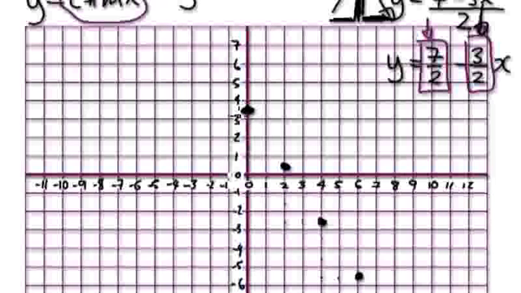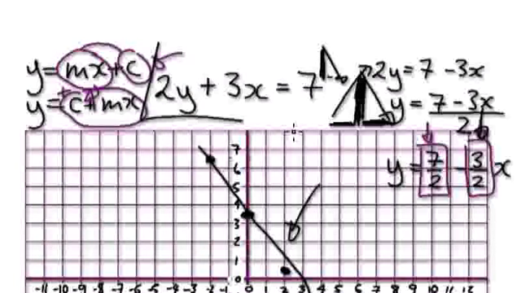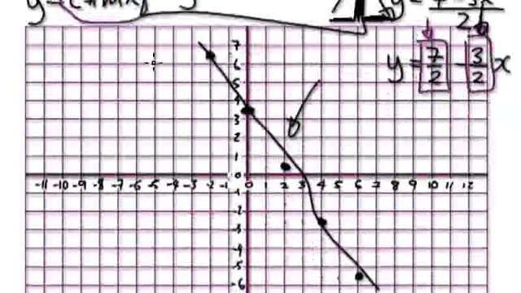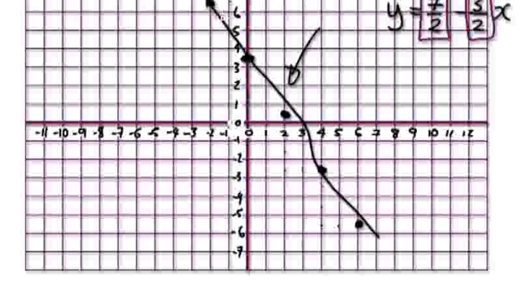Then I can extend it this way as well. So it's 1, 2, 3 up, 2 across, 1, 2, and notice that the gradient is downhill. So your straight line should look something like this. Given this equation here, your straight line should look like this.